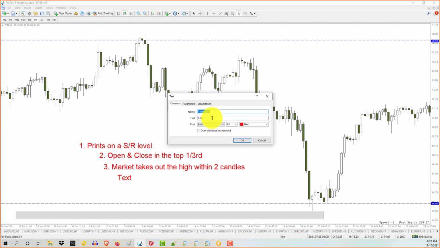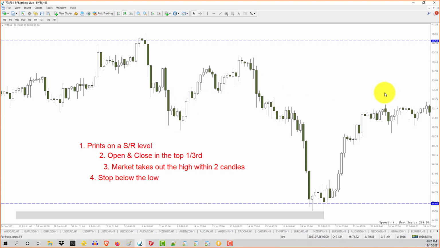So this is a great way to trade reversals. Stop below the low. Targets can be support resistance levels. In this case, you had a nice one right here, these lows. That was a nice target right there. The open and close are in the top third.